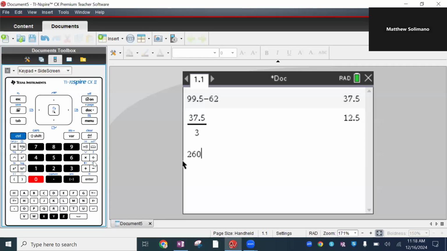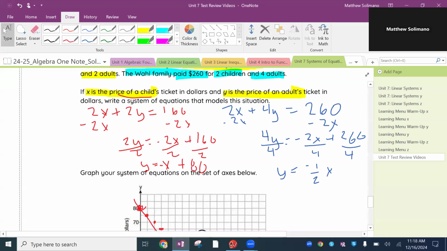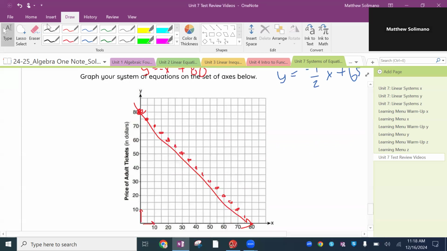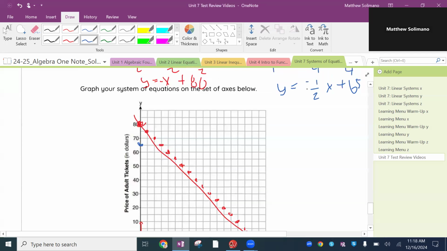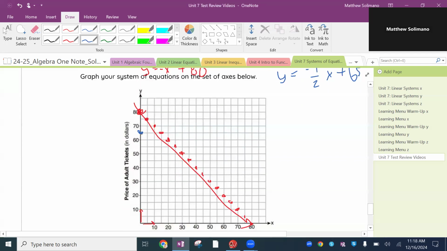260 divided by 4. I have a guess, but I might be wrong. 65. 260 divided by 4 is 65. I would have been wrong. Plus 65. So I'm going to go to 65 for my y-intercept on this equation. And now my slope is down 1 over 2. Down 1 over 2. Be careful, my line was bad, so that is not the point. Down 1 over 2. This is the point where it hits.